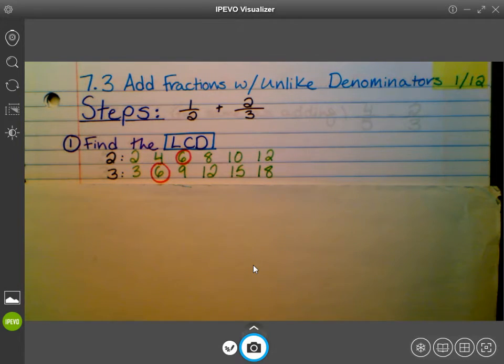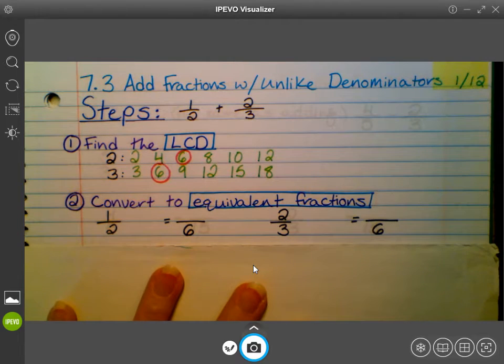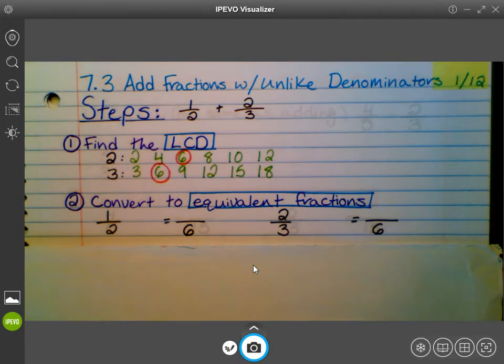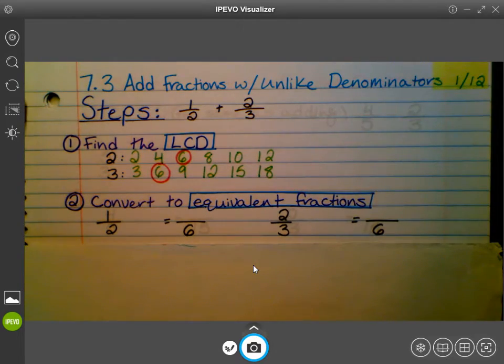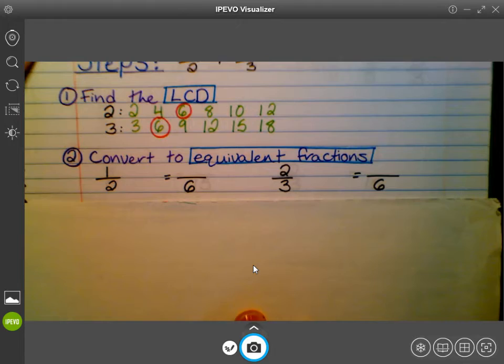We found the LCD. Then we're going to complete step 2: convert to equivalent fractions. So again, get this written down, and then you can go ahead and convert them to their equivalent fractions.